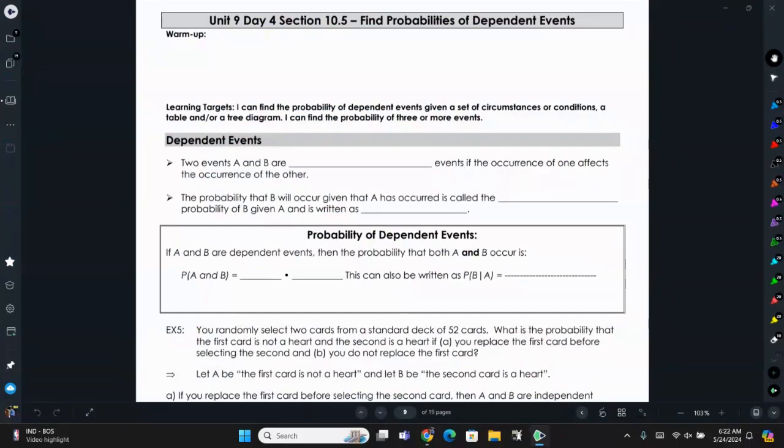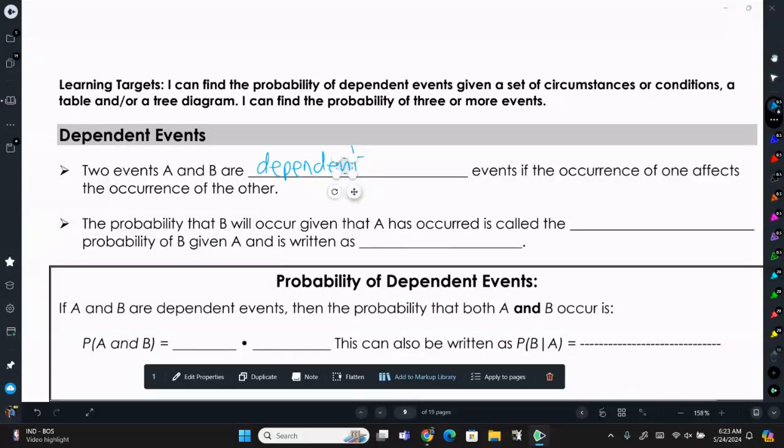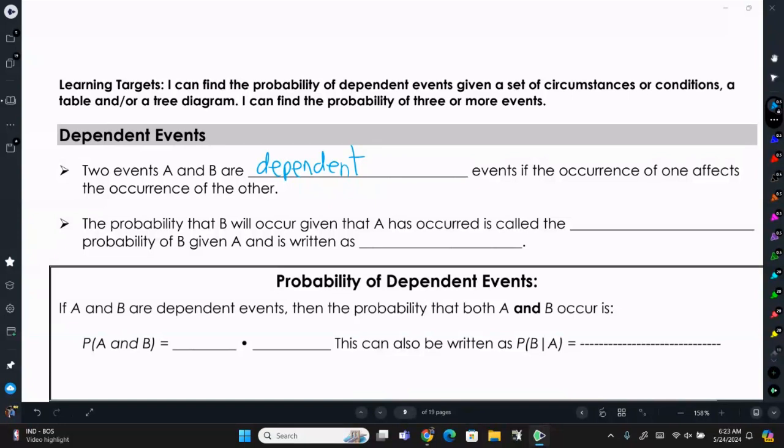The next thing we're going to talk about is called dependent events. Now, two events, A and B, are dependent if one event affects the probability of the other. And the most common example of that would be picking cards from a deck.